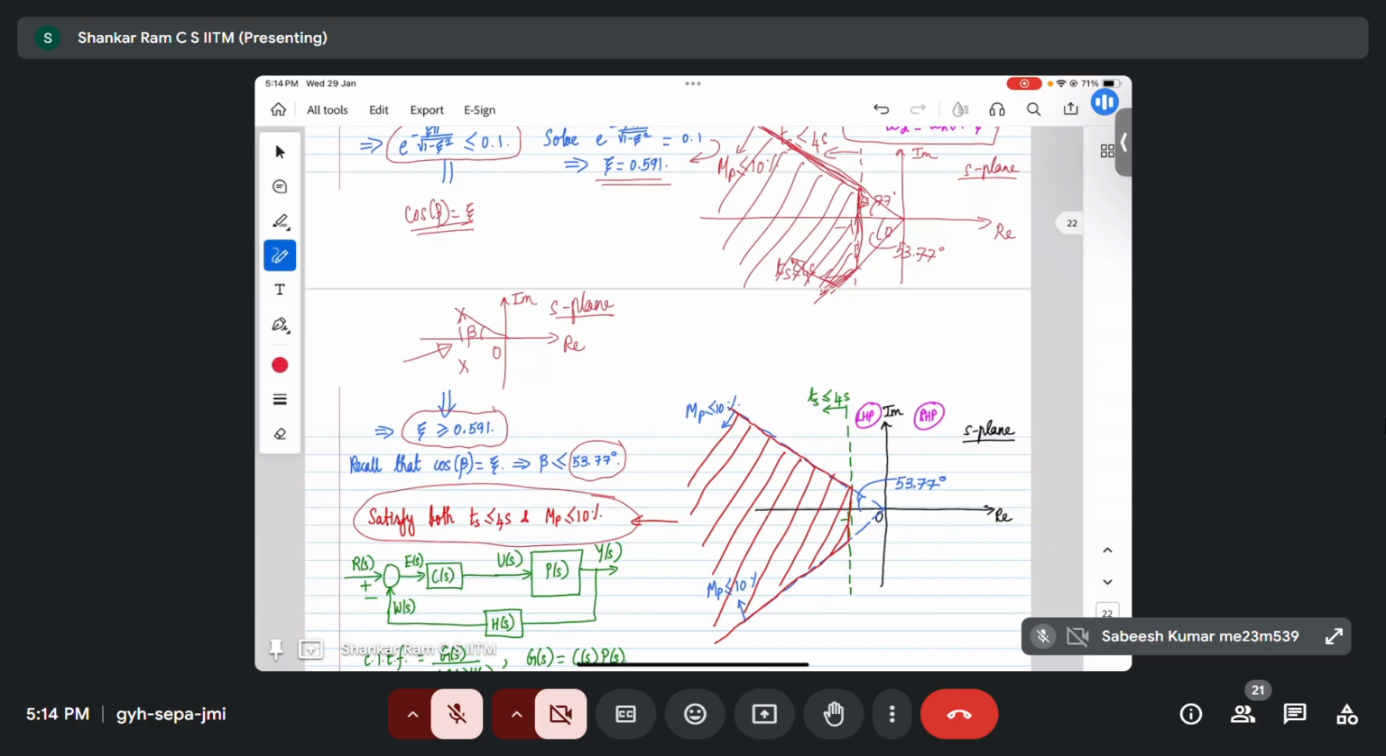To summarize, in this example we were given some performance criteria. We took those performance criteria and came up with a sub-region in the left half of the complex plane where we want the closed loop poles to lie. If all the closed loop poles lie in this sub-region, then we will get both closed loop stability and closed loop performance. So that is the idea. Please remember this. Any questions on this before we go ahead?